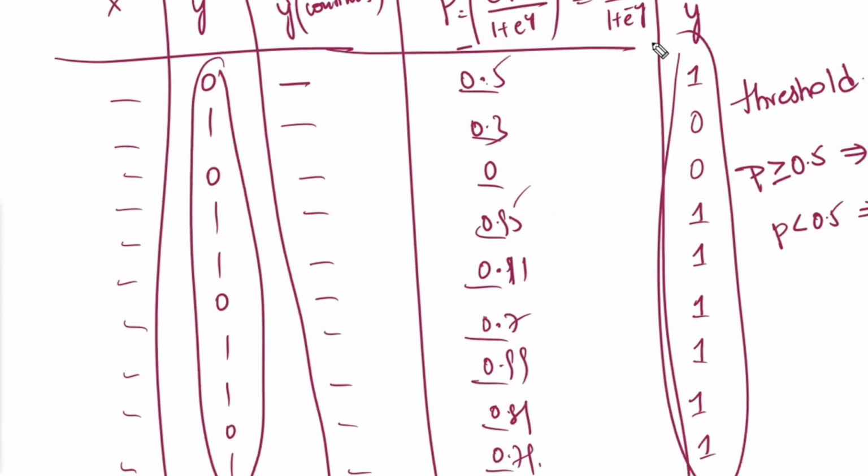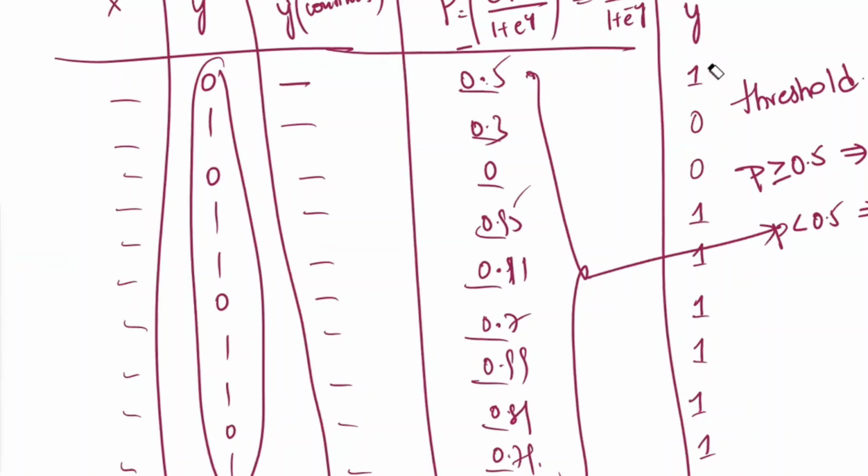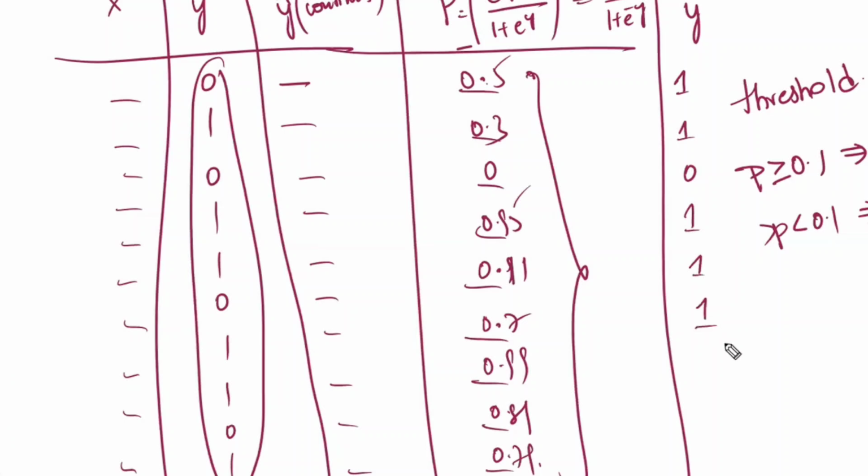Is that clear? So logistic regression works on the concept called probability. After the probability, it is converted based on the threshold value. By default, the threshold is 0.5. If you want to change it, for example, if I change the threshold to 0.1, any value greater than 0.1 becomes 1 and any value less than 0.1 becomes 0. It is going to predict like this. So based on the threshold value, which is 0.5 by default, you can change the threshold value also.